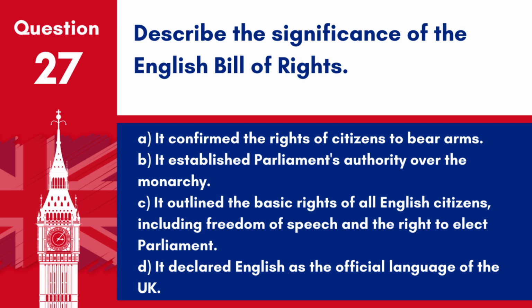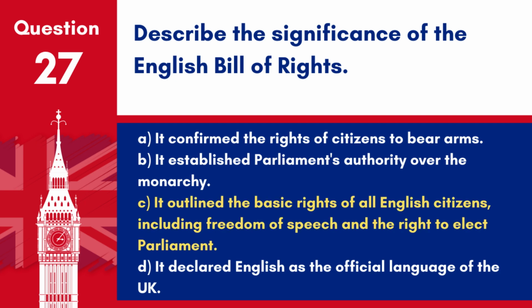Question 27. Describe the significance of the English Bill of Rights. A. It confirmed the rights of citizens to bear arms. B. It established Parliament's authority over the monarchy. C. It outlined the basic rights of all English citizens, including freedom of speech and the right to elect Parliament. D. It declared English as the official language of the UK.